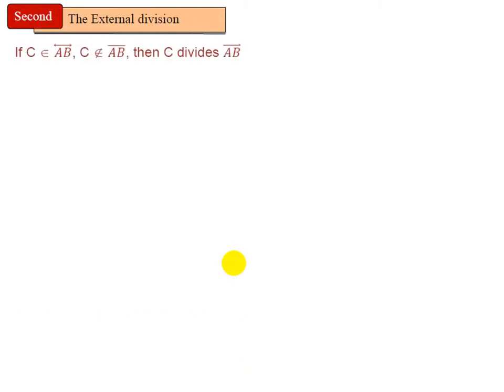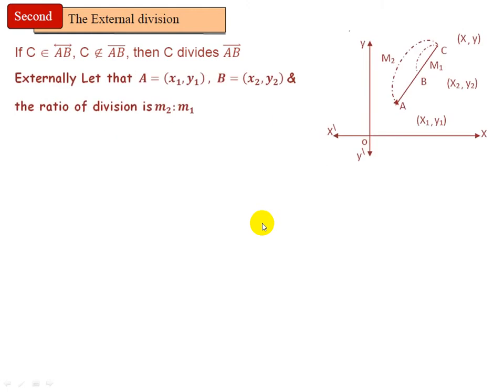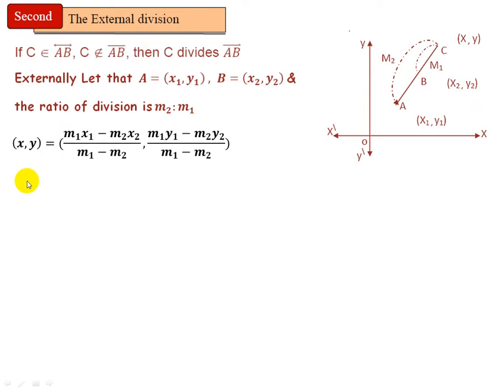Second, the external division. If C belongs to the straight line AB and doesn't belong to the line segment AB, then C divides AB externally by ratio m2 to m1. Also let A equal (x1, y1), B equal (x2, y2), and the ratio of division here is m2 to m1. Then C using the external division will be ((m1x1 - m2x2)/(m1 - m2), (m1y1 - m2y2)/(m1 - m2)).